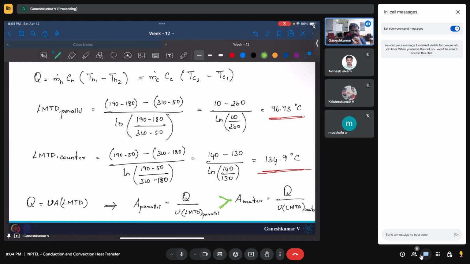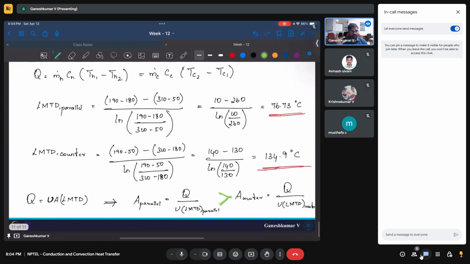If you want to find the area ratio, you can find that too. It's simply 135, or 134.9, divided by 76.73, so it's about 1.75. The area of parallel flow is 1.75 times the counterflow, so 75% more than the counterflow. Your parallel flow heat exchanger is going to be very big. You need a very high heat transfer area to get the same heat transfer rate Q. But in counterflow you can have a compact heat exchanger. So that is the difference that you will have.